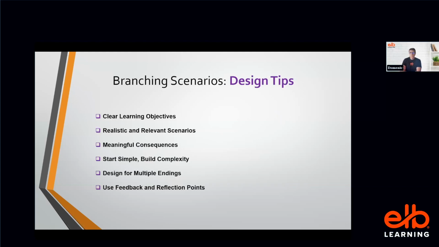And here are some design tips. When you start doing this on your own, clear learning objectives, that's kind of obvious. Realistic and relevant scenarios. Meaningful consequences. I really didn't come down too heavy on the consequences, but when we got to the second one there was a scoring difference, and if I was the manager looking at these responses, it could be a serious consequence if you didn't score high enough. Start simple and build in complexity. I start with an idea and start adding to it, and depending upon how much time and what resources I have, I make things more and more complex as I go along. Design for multiple endings.